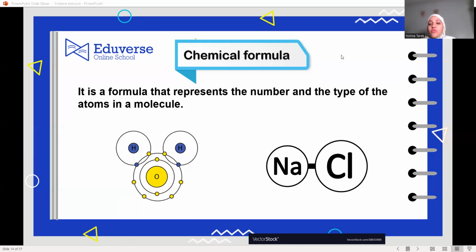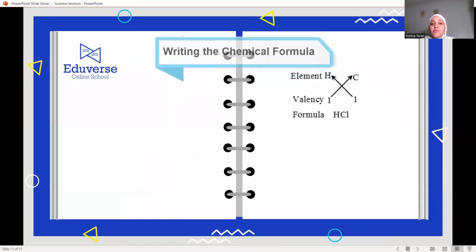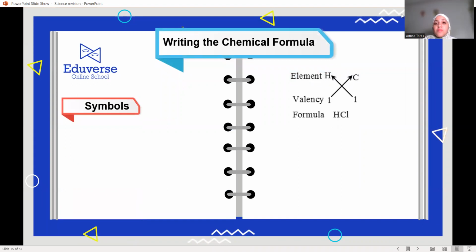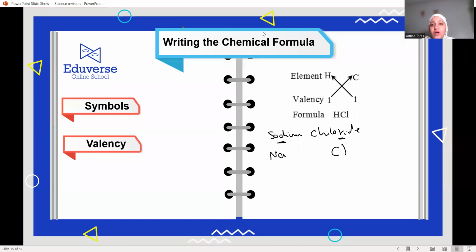Okay, how can we write the chemical formula? By 3 steps. The first step is to write the symbols. So for example, if I want to make sodium chloride, what is the symbol of sodium? It's Na. What about chloride? It's Cl. Okay, what is the second step? The second one is to write the valency. What is the valency of sodium? It's 1. What is the valency of chlorine? It's 1 also. So this is the second step. What is the third step?